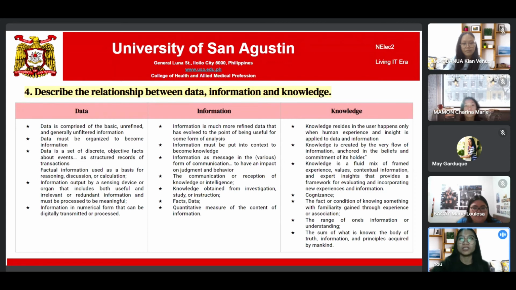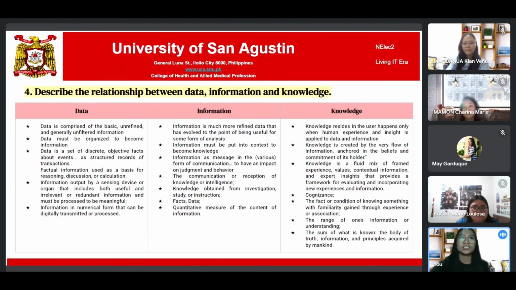For the information, it is much more refined data that has evolved to the point of being useful for some form of analysis. Information must be put into context to become knowledge. Information as message in the various forms of communication to have an impact on judgment and behavior. The communication or reception of knowledge or intelligence. Knowledge obtained from investigation, study, or instruction. Facts and data, quantitative measure of the content of information.